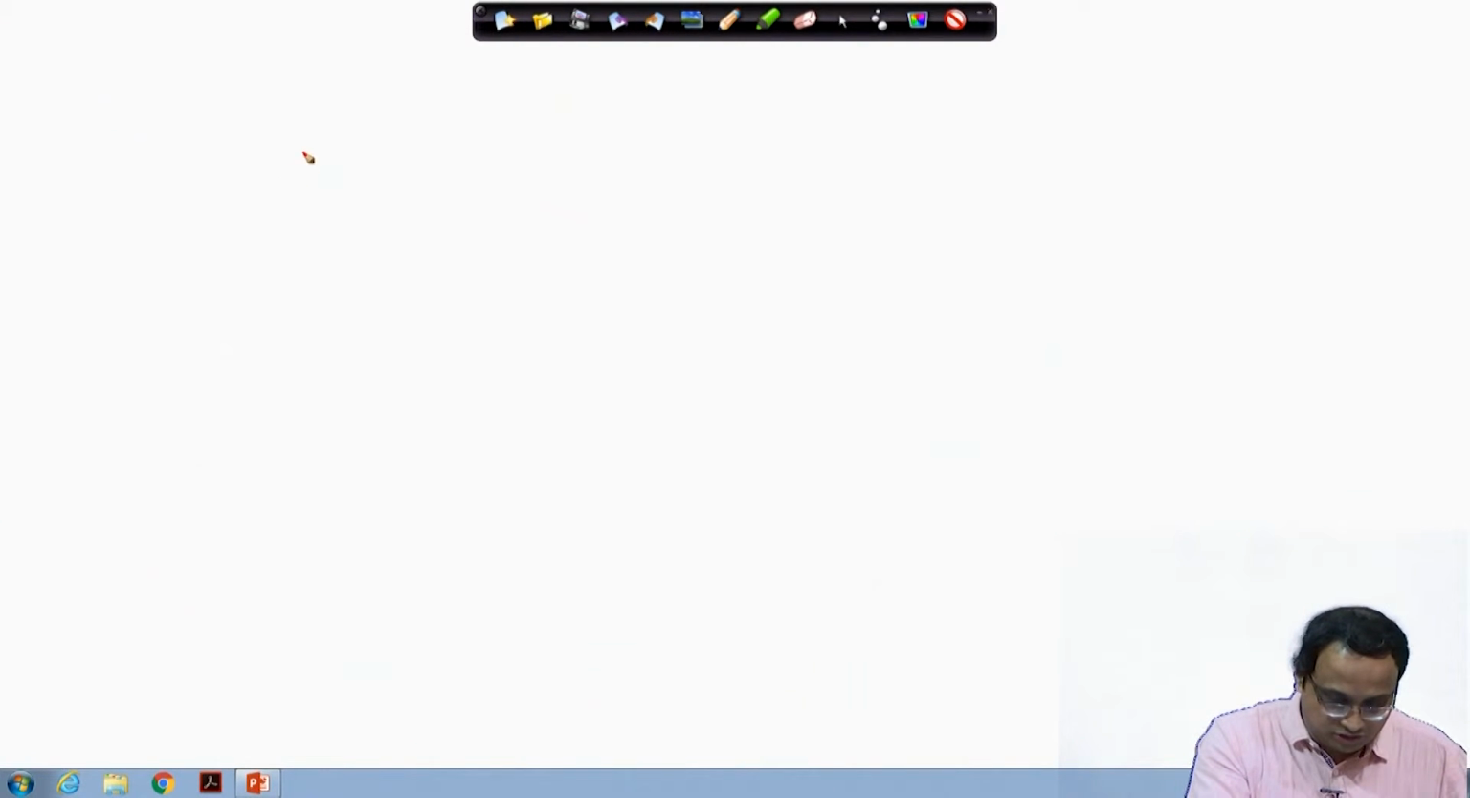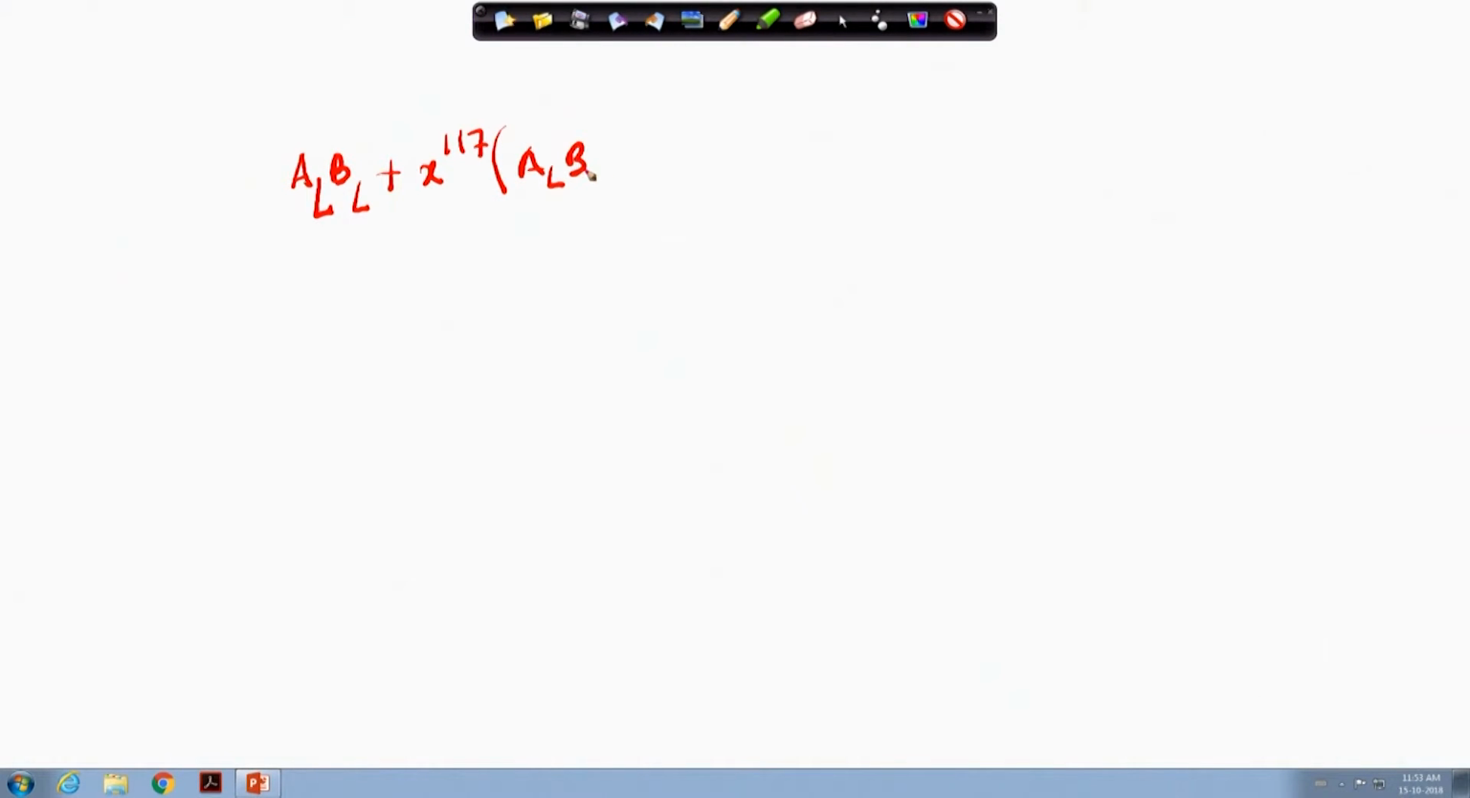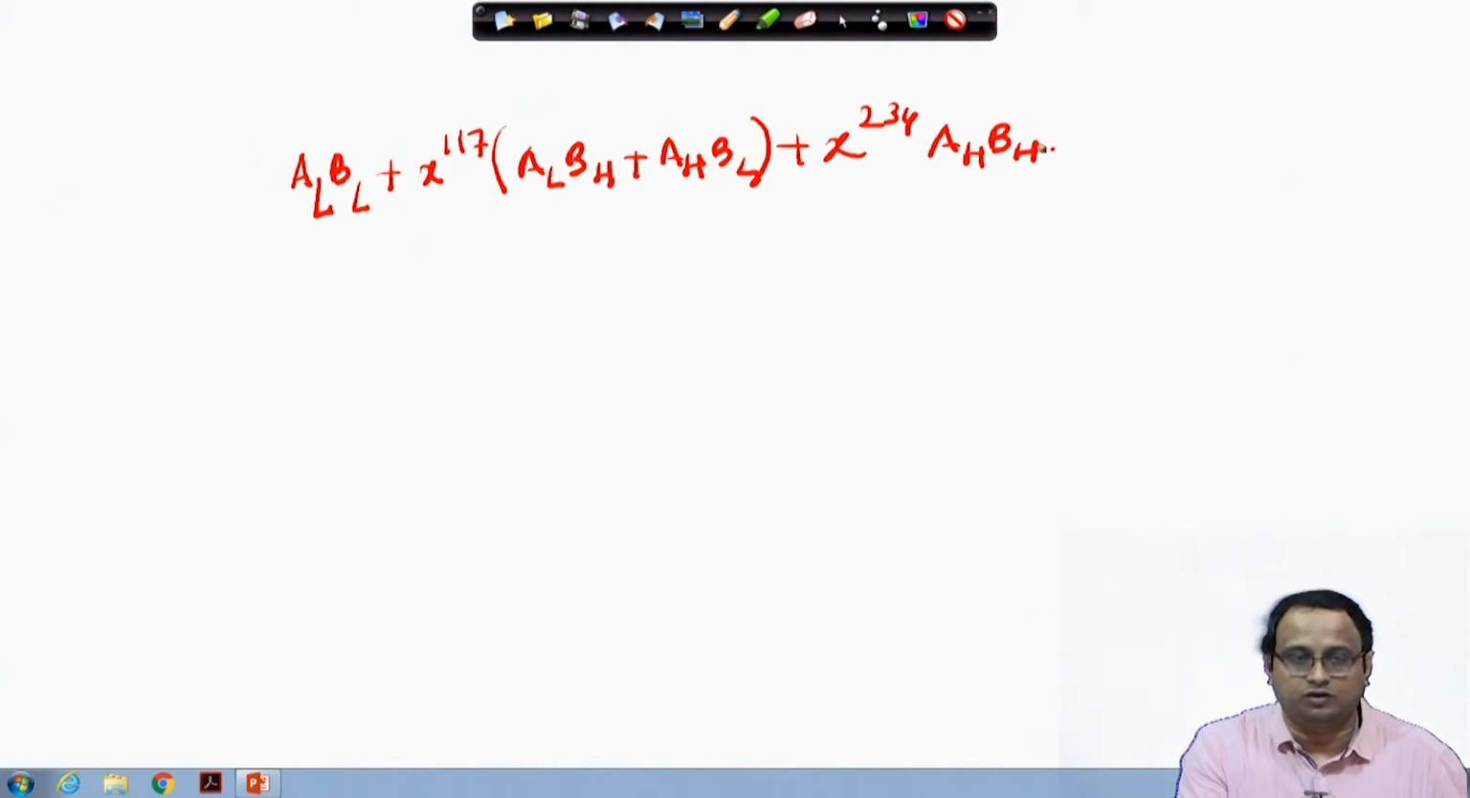Okay. So this is easy. What we are basically doing is that the product is ALBL plus x to the power of 117 times (ALBH plus HBL) plus x to the power of 234 times HBH. Okay. So this is my final result. Now we can try to observe this in a figurative way, through a figure.